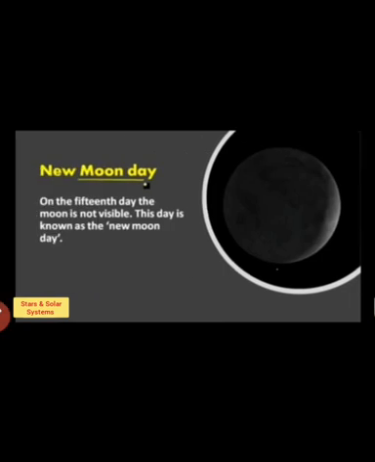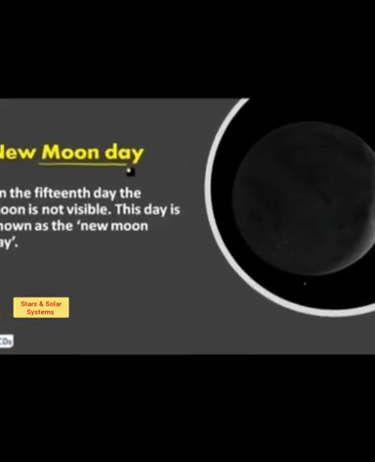Next is new moon day. We will discuss this chapter with the help of your NCERT book also, but here I have some pictures. With the help of those pictures I am trying to explain, so that you may understand each and everything better.